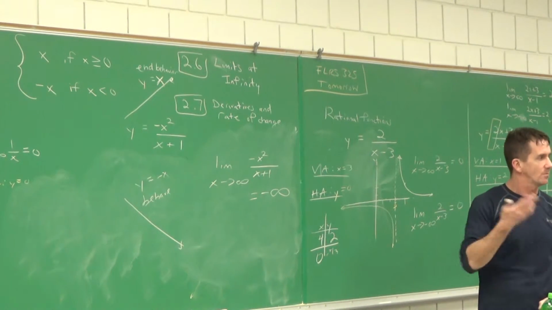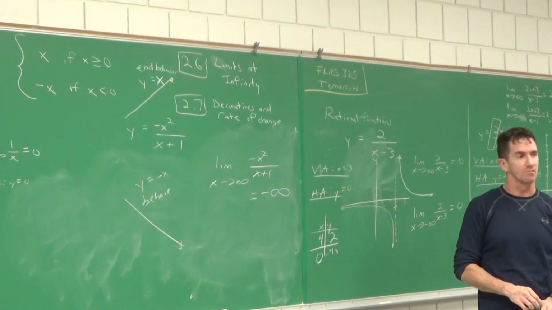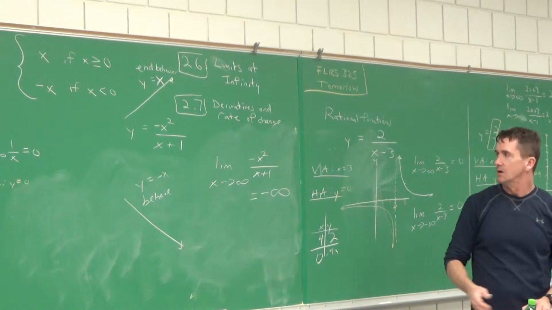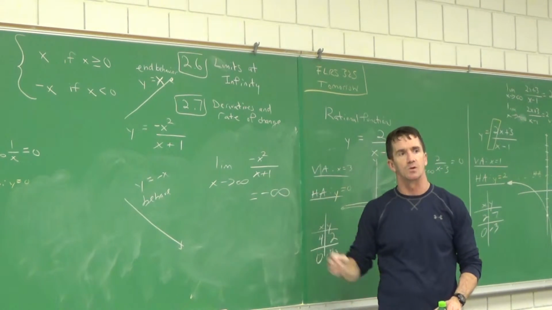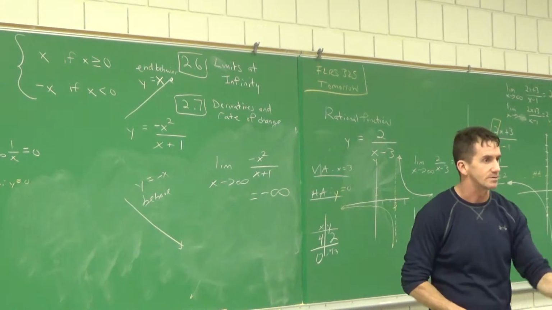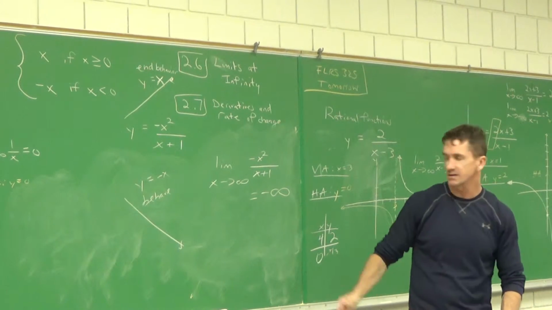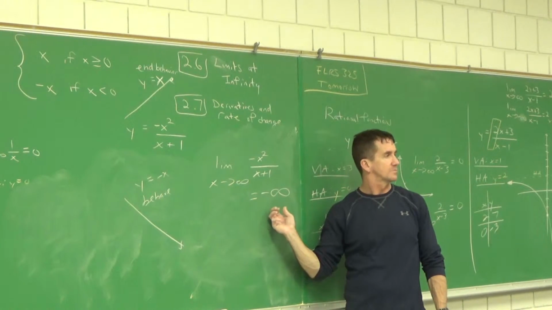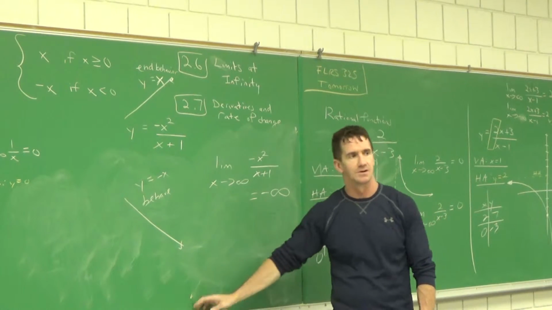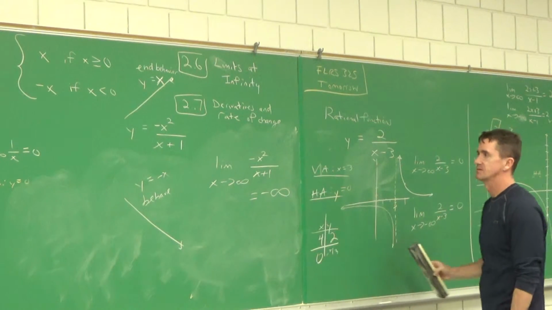Yeah, just start plugging in really, really big numbers, like a million. What's a negative million squared over a million plus 1? See what happens. Then try a trillion. And you'll probably see it keeps getting very, very large in terms of negative numbers. So always keep that in the back of your mind too. All these tools we can use to find a limit.